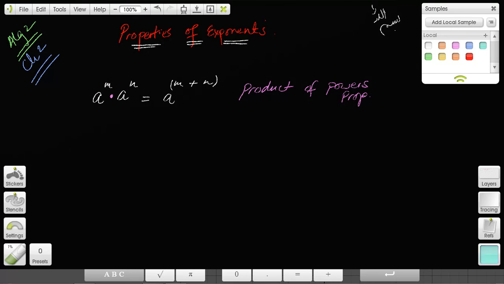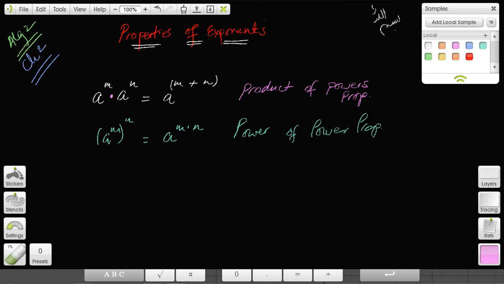And then we learned (a to the m) to the n, if you recall, and this is a to the m times n. So this was the product of powers property. The second one that we're going to learn is power of a power. So this is the power of a power property. How cool is that, that name? Power of a power property.